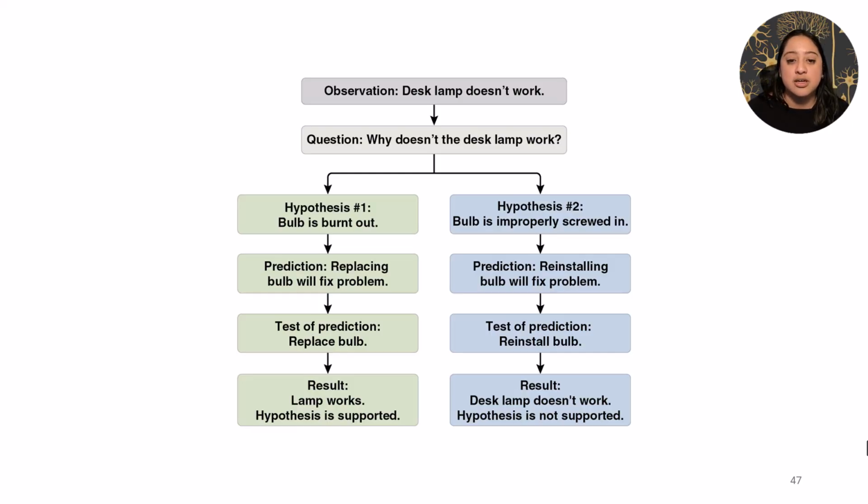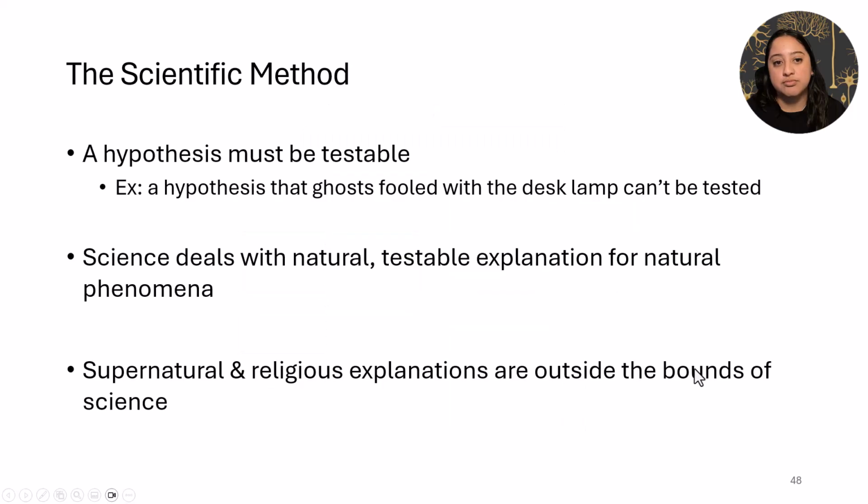Say that didn't work, and so you try out the other hypothesis: the bulb is improperly screwed in. Then if that's true, when I reinstall the bulb, it'll fix the problem. And say you do reinstall the same bulb, but it doesn't work, then that hypothesis is not supported. So that's kind of what I mean by you might have to change your hypothesis. If you try out one and it doesn't work, okay, let me revise my hypothesis and test that out.